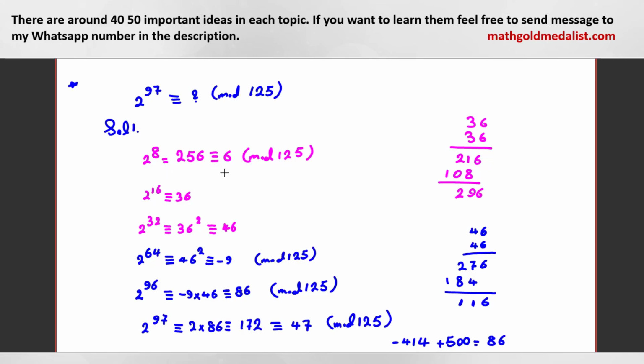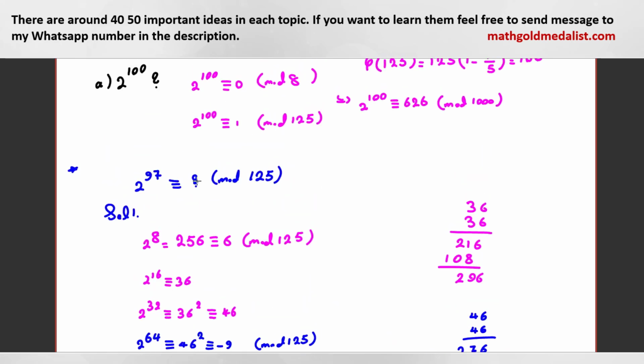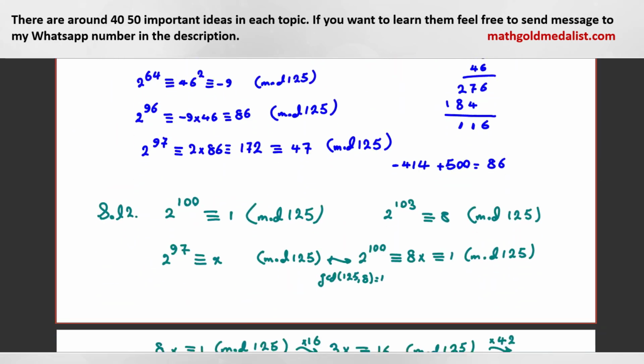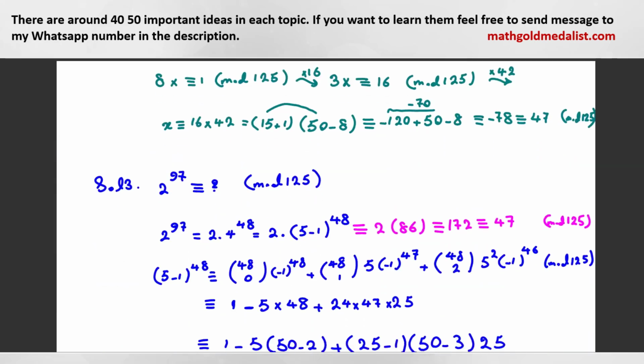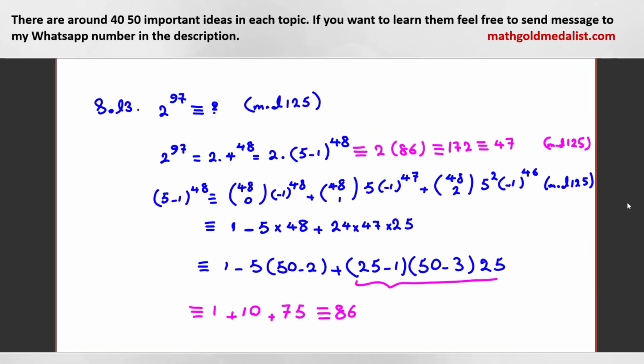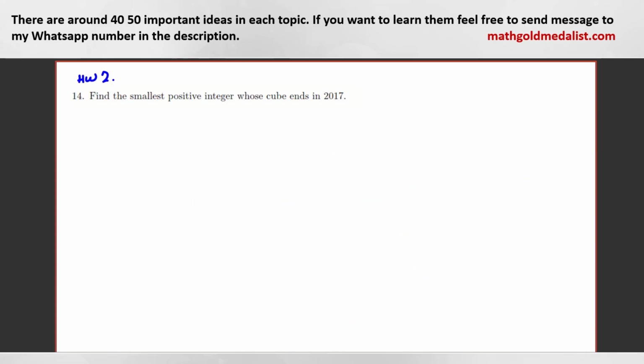First solution was calculating the most basic one, 2 to the 8. We wanted to calculate 2 to the 97, and 2 to the 100 was good, right? Okay, so solution 2 was this one. I told you, you can say 2 to the 100 is 1, so you can say 2 to the 8 is, if it is x, 8x is 1. Solution 3, we solved it by binomial theorem, right? This solution is useful in this problem, okay?